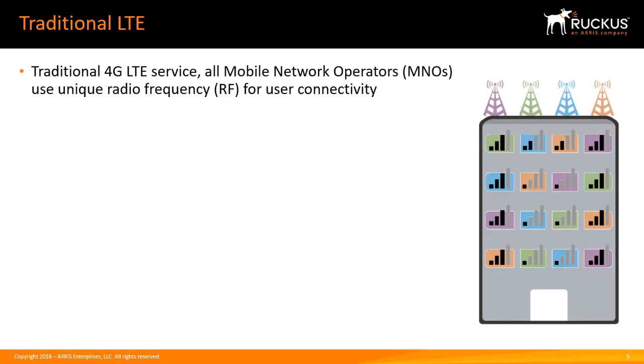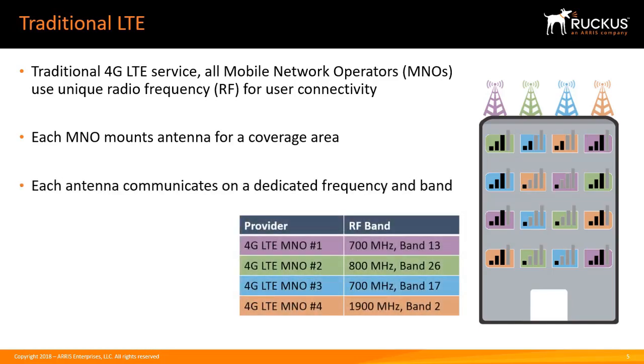With traditional 4G LTE, each provider or mobile network operator, MNO, uses a unique radio frequency to provide connectivity to its subscribers. In order to achieve this, each MNO must mount antennas that communicate on this unique frequency throughout the coverage area. In the graphic and accompanying table, we see 4 different mobile providers with rooftop antennas, with each providing access to their individual subscribers on separate RF bands.